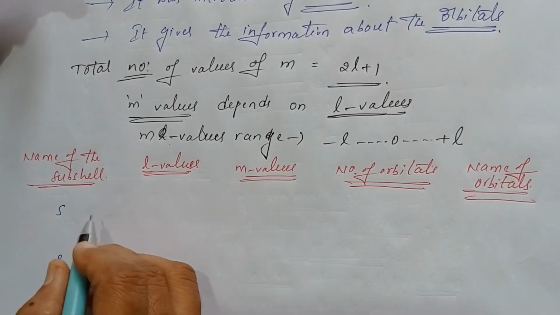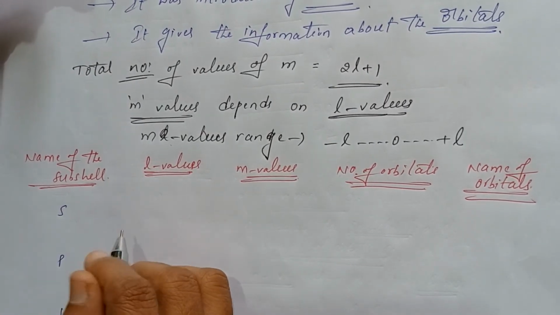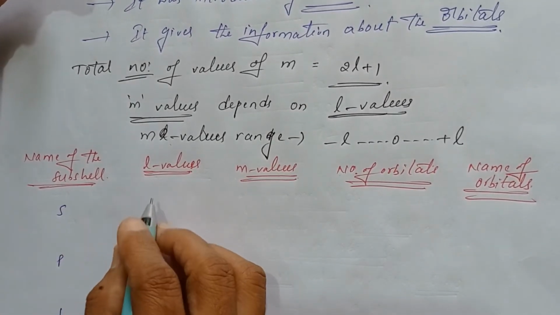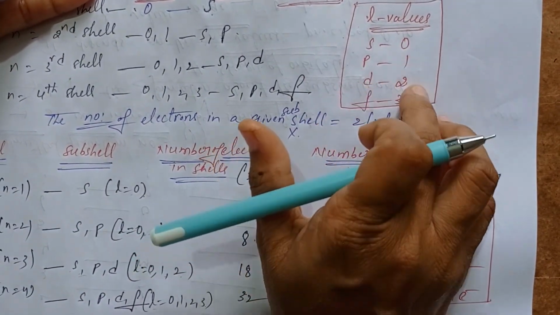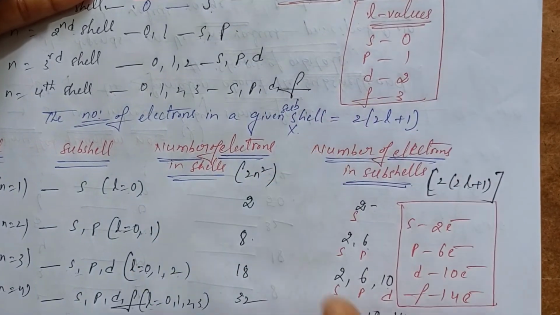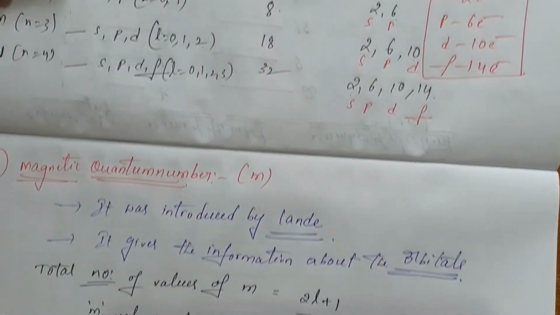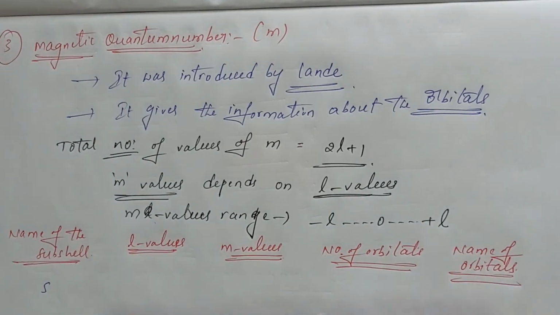And here what about the l values, students? We know the l values already, I told you. For s subshell it is 0, p subshell 1, d subshell 2, f subshell 3. What about the m values? M values now we are going to discuss.